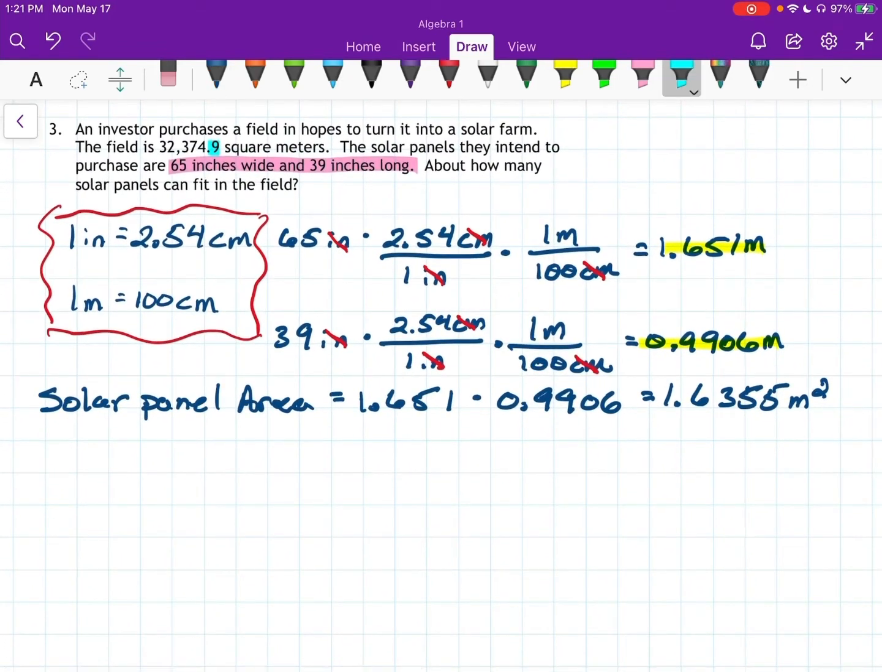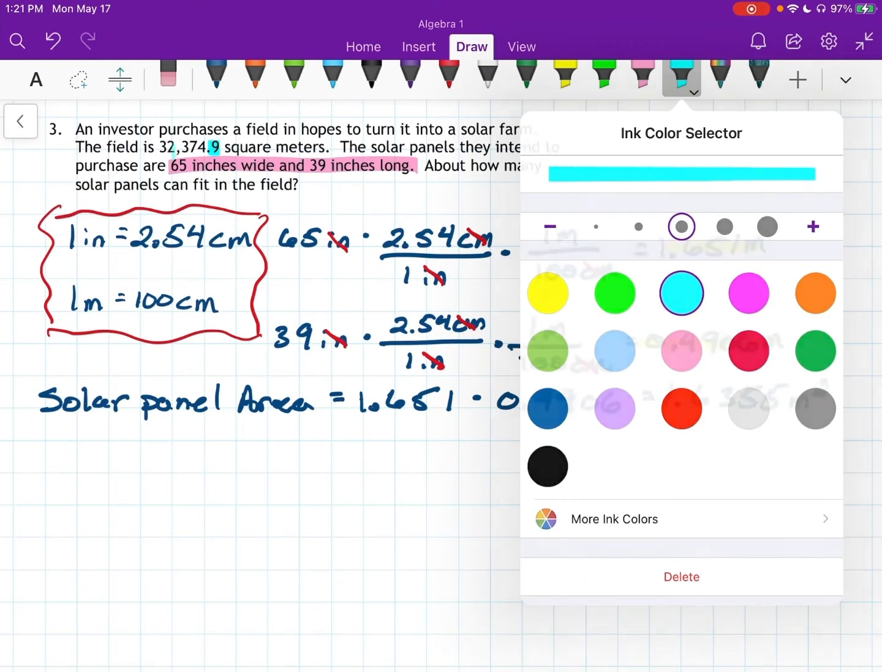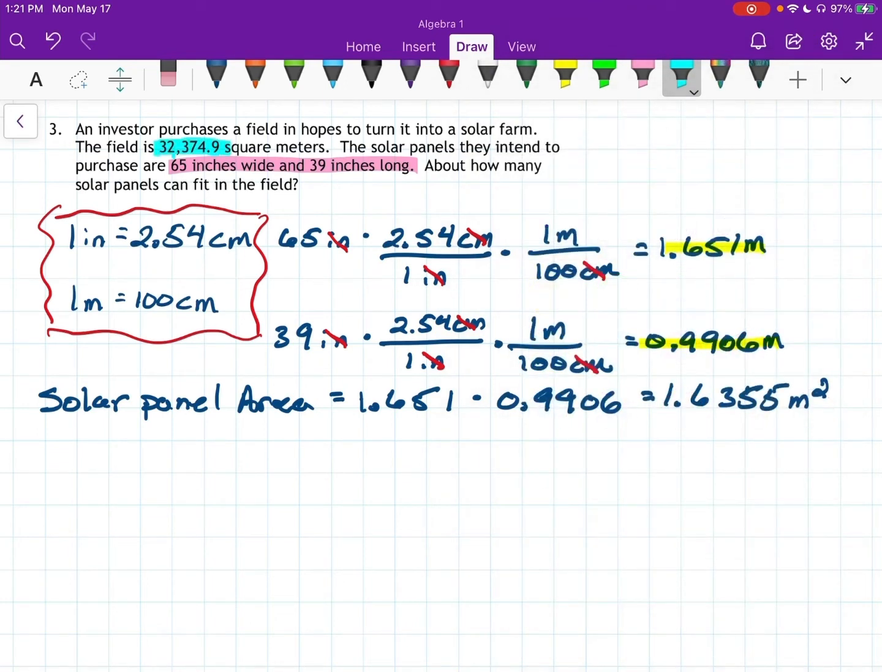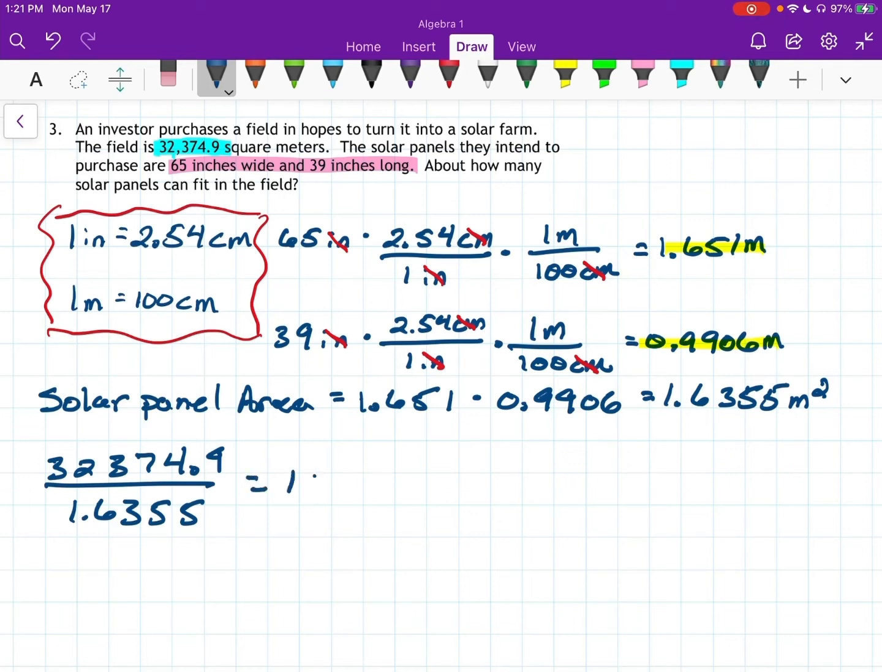Now we need to decide how many solar panels total can we fit. So I look here, that's how large my field is. So I'm going to take my field, 32374.9, divided by our solar panel measurement, 1.6355, and I get 1979.5.11.